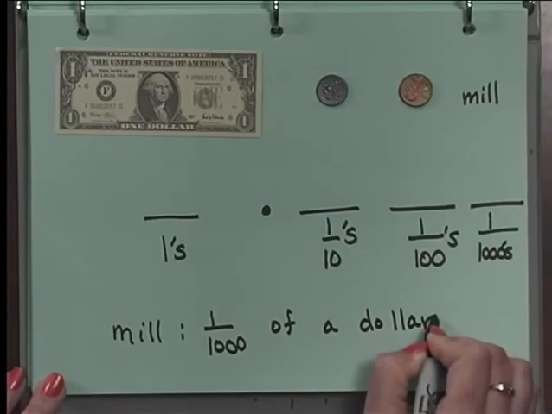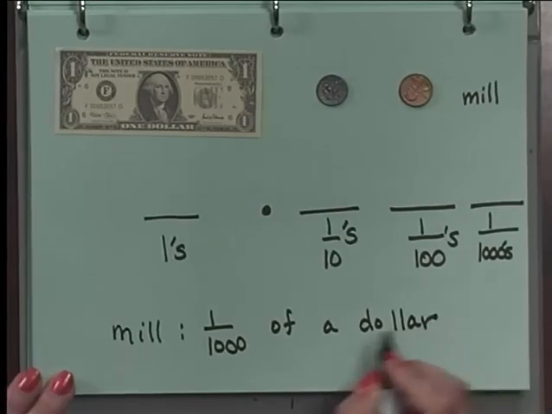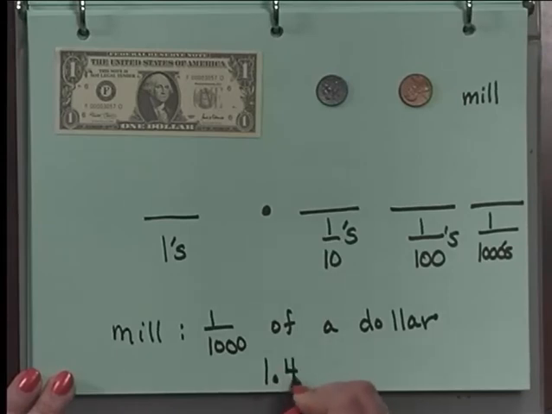Another place that you see mills is when you're purchasing gasoline prices. A lot of times you'll see gasoline listed as $1.49 and 9/10, like so. Well, this right here is how many mills. It's 9 mills: 4 dimes, 9 pennies, and 9 mills.